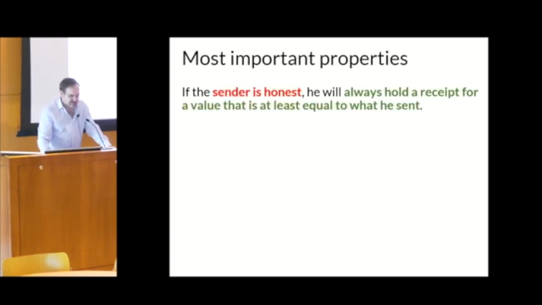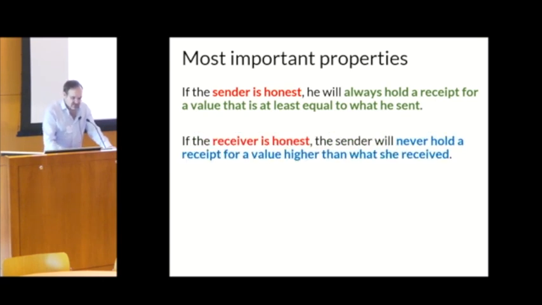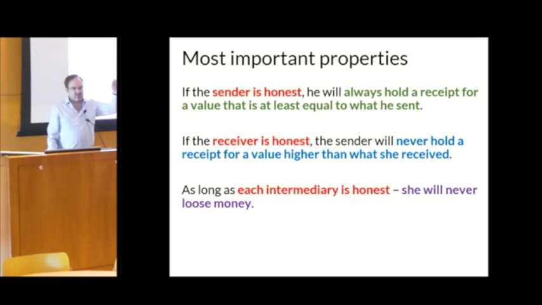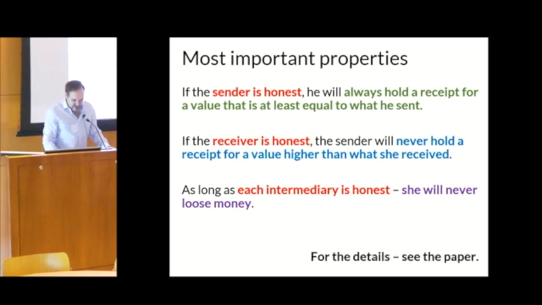The most important properties are what you would expect. If the sender is honest, then he will always get a receipt for all the value that he transferred. If the receiver is honest, then the sender will never hold a receipt for a value that is higher than what the receiver received. And intermediaries care about not losing money: if the intermediary is honest, the intermediary doesn't lose money. In our modeling, we don't address questions like fees for the intermediaries. In general, we focus on designing the primitive, not on designing routing algorithms. For details, see the paper.